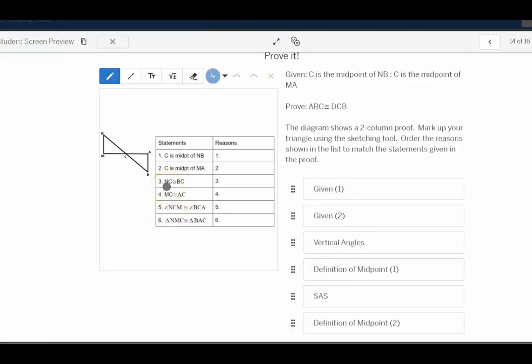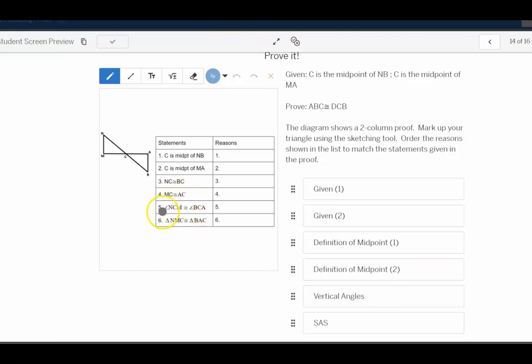The next thing says NC is congruent to BC. So why would NC right here be congruent to BC? Well, we just said C is a midpoint of NB. So because of that, that's how we can say they're congruent. So since we're talking about the midpoint, the previous thing tells us the reason for the next one. So that is the definition of a midpoint. Same thing with MC congruent to AC. We're using number 2 to figure that out. That's a midpoint. So this is the second definition of a midpoint.